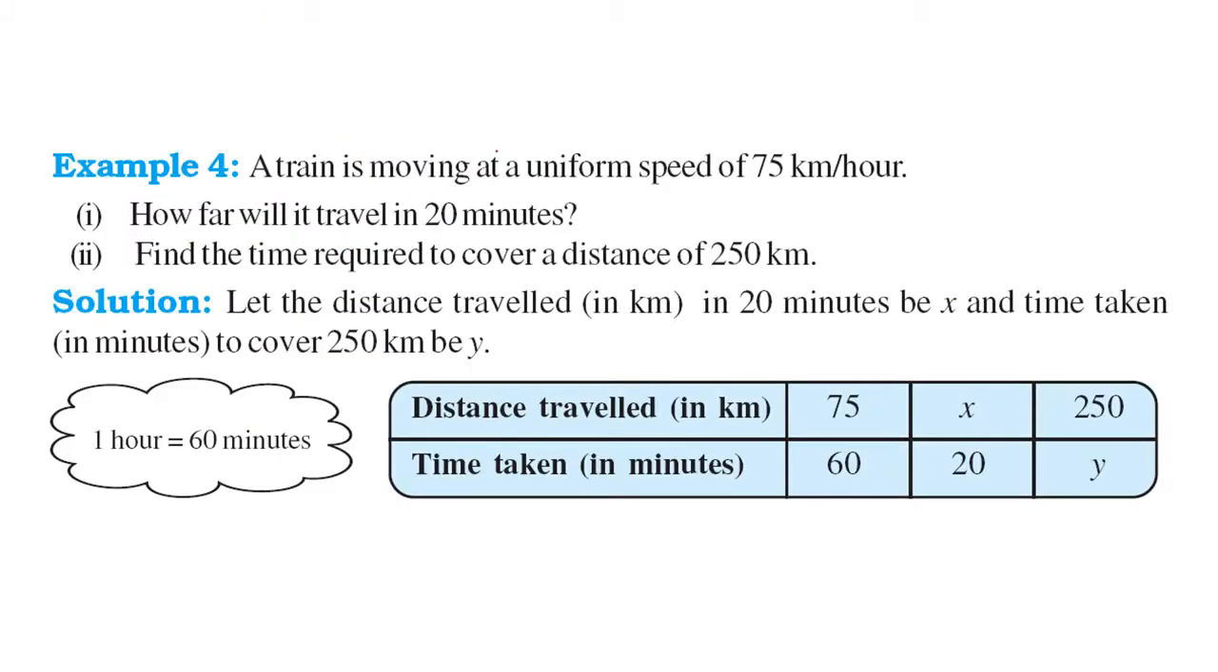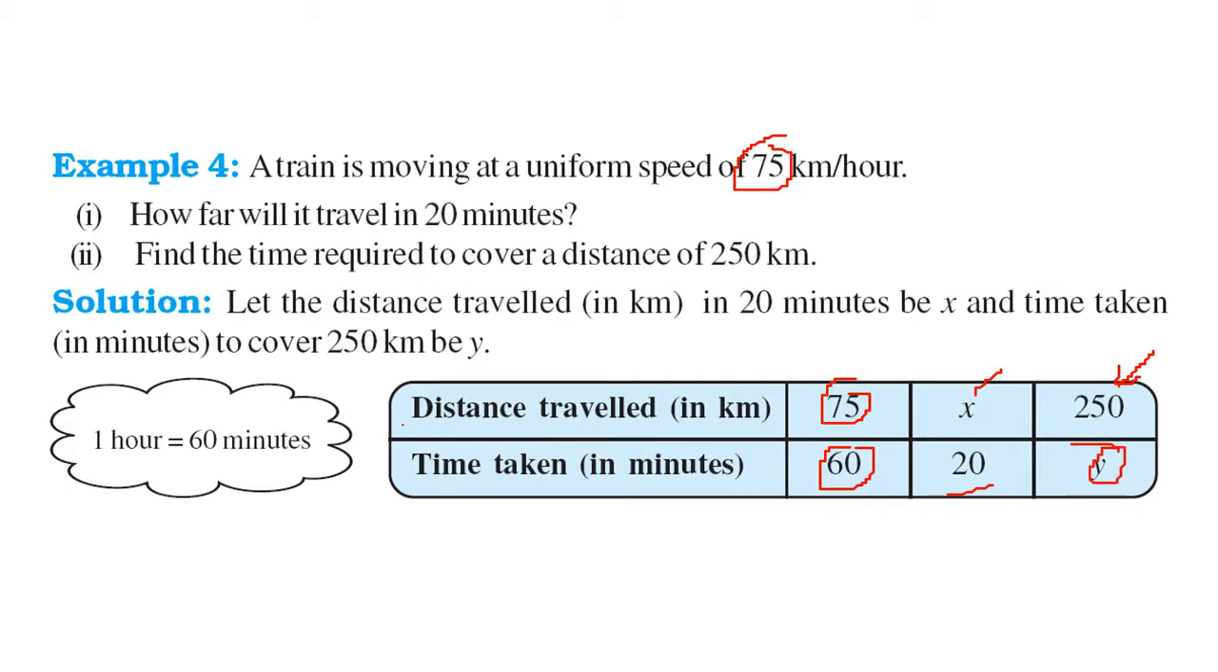A train is moving at a uniform speed of 75 km an hour. 75 km an hour, that is, an hour is 60 minutes. The time taken is 60 minutes. How far will it travel in 20 minutes? So we don't know the distance it travels in 20 minutes. The other question is, find the time required to cover a distance of 250 km. So for 250 km, we don't know the time taken.